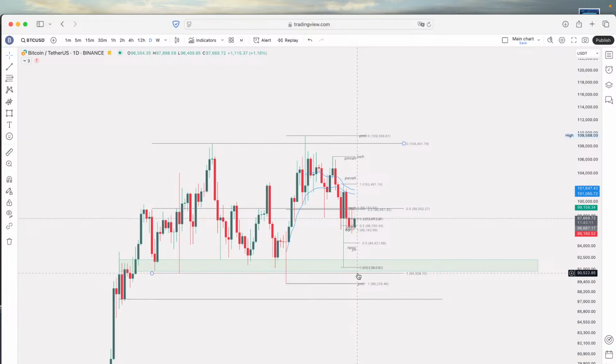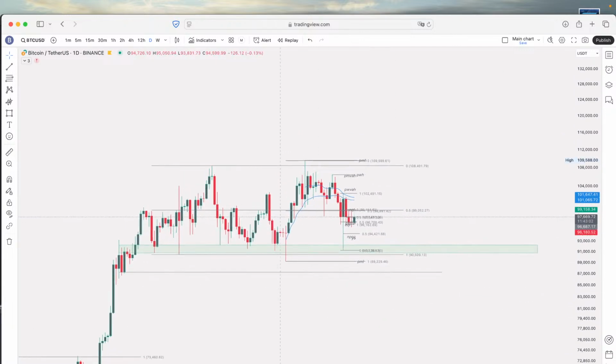If we lose this level, most likely we will see a sharp decline in the price around this daily level, 97,000.